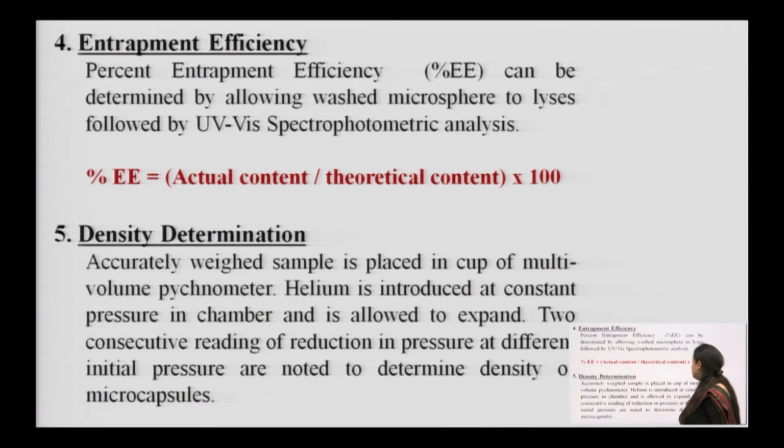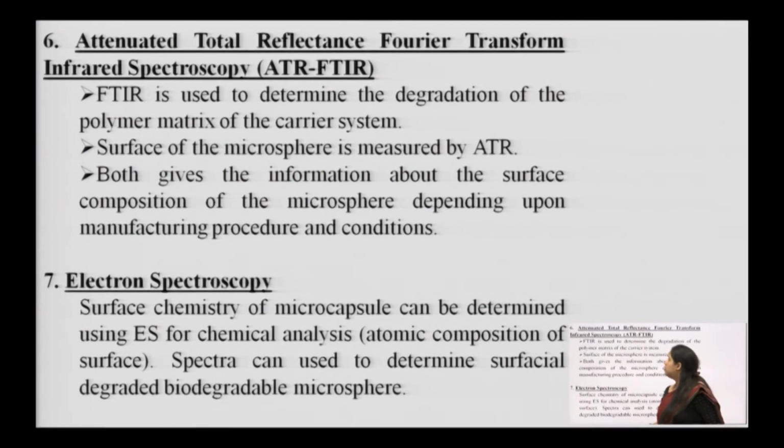Helium is introduced at constant pressure in the chamber and is allowed to expand. Two consecutive readings of reduction in pressure at different initial pressures are noted to determine the density of the microcapsule. This is how you determine the density using a pycnometer. Next, your attenuated total reflectance Fourier transform infrared spectroscopy, also called ATR FTIR. FTIR, as you know, we can use to identify interaction between drug and polymer.